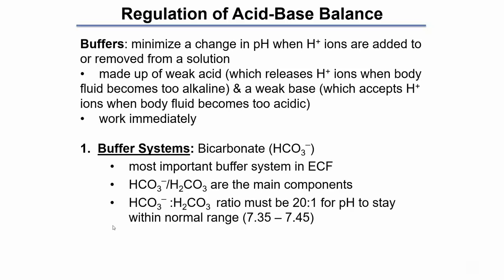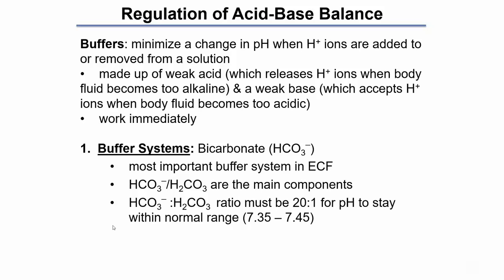So if you add a weak acid, it's not going to become too acidic. You can't buffer very strong acids, but you can buffer weak acids. So even though you produce a weak acid, the pH is not going to change very much because you have buffers in blood. Buffers will work immediately. So there are really a couple of buffer systems in the body.